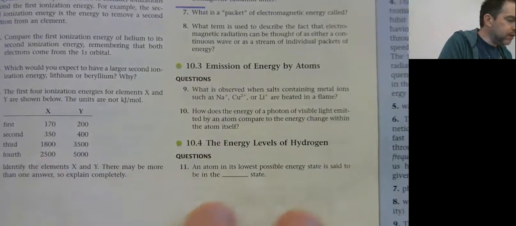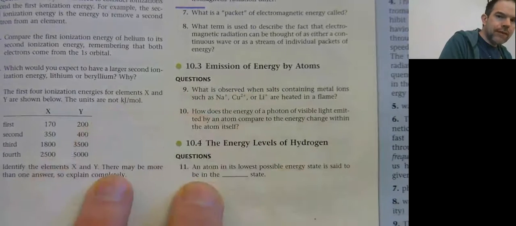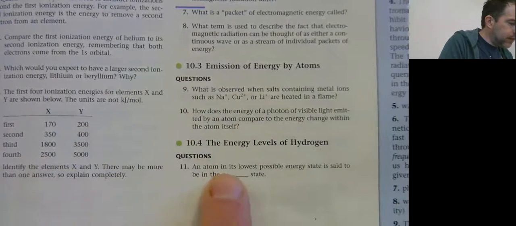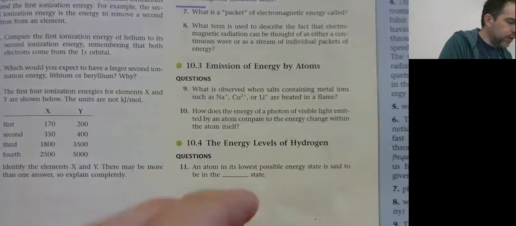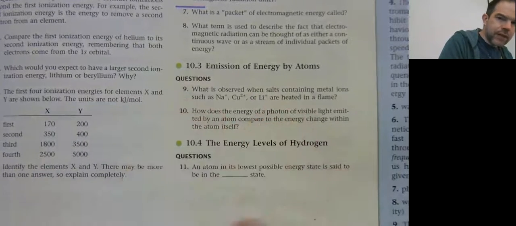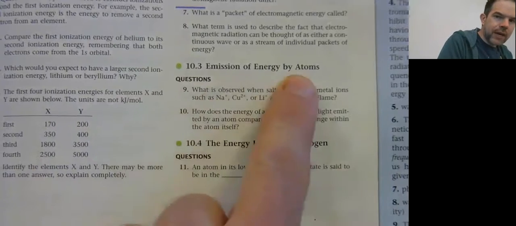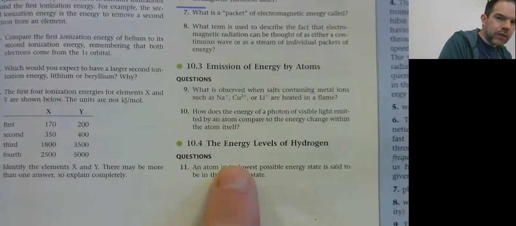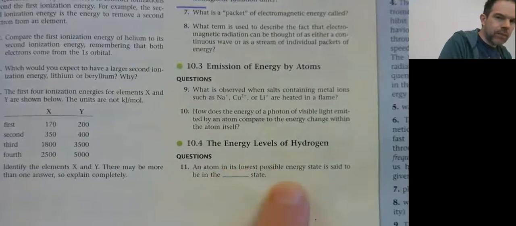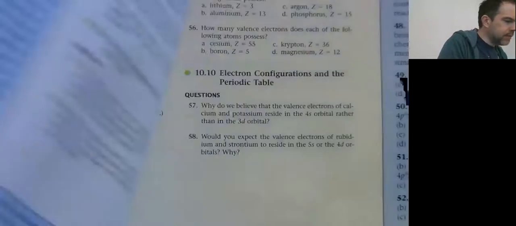So I didn't actually make you do 11, but you should still know 11, so I'm going to start there. An atom in the lowest possible energy state is said to be in a blank state. Remember how everything starts in, and then if it gets energized, it hops out to a higher layer. So that bottom layer was called a ground state. Hopefully you have that down, a ground state. Move on to 12 here.